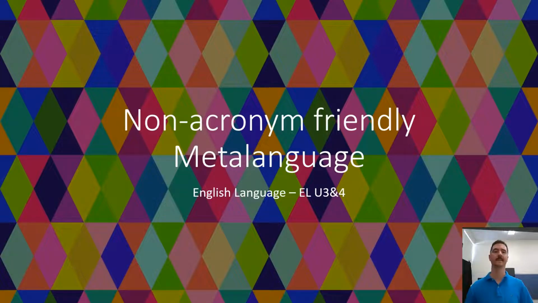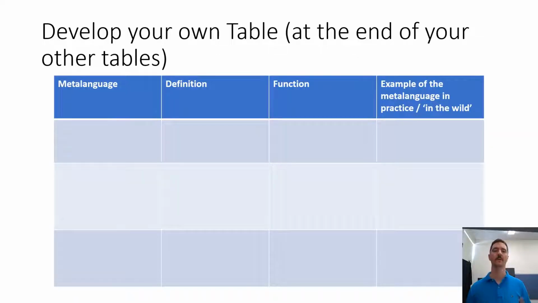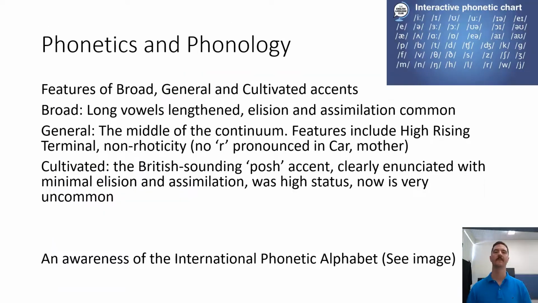Okay, so there's the meta-language that is within subsystems but isn't necessarily friendly to an acronym, so individual concepts usually. What I want you to do is go back to the tables that you developed for each of the subsystems, and add either a second table underneath or a little additional part, where these, of course, don't have acronyms. All right, within phonetics and phonology, we've got features of broad, general, and cultivated accents.